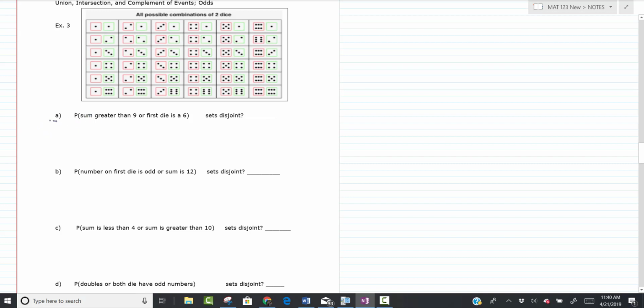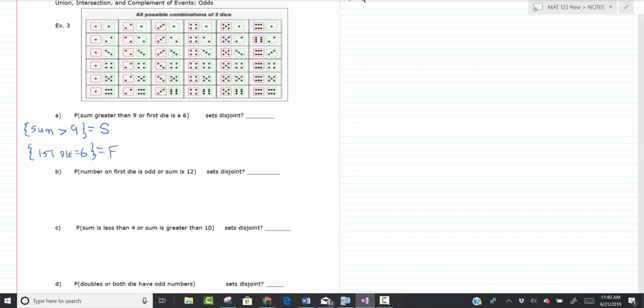Okay, so I'm going to say sum greater than 9. I'm going to use S for sum. I'm going to identify that like that. That will be the set of all outcomes. And then the other one is the first die is a 6, so we're going to look at the first die equals 6. Let's use F for first die. So S is sum greater than 9. F is first die is 6. And we're not going to list all these out in a set.